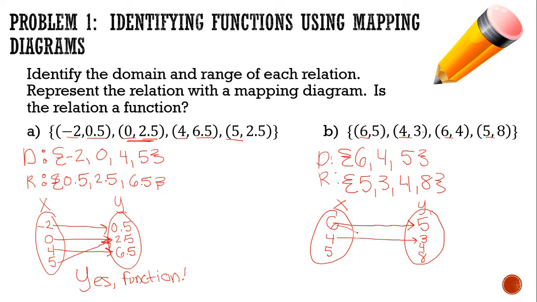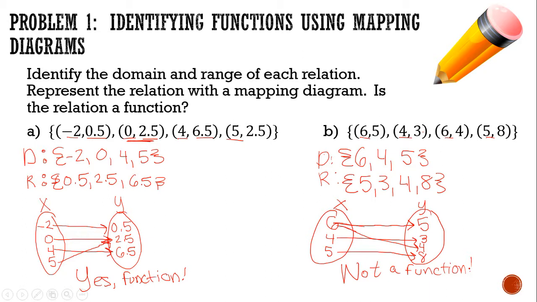6 went to 4. So I'm going to cross over and point there. And then 5 went to 8. So I'm going to go straight across. Now, if you notice, I have 2 arrows, 1 and 2, coming off of 6. That can't happen. He is not a function. He can only have 1 arrow at most coming off of him.